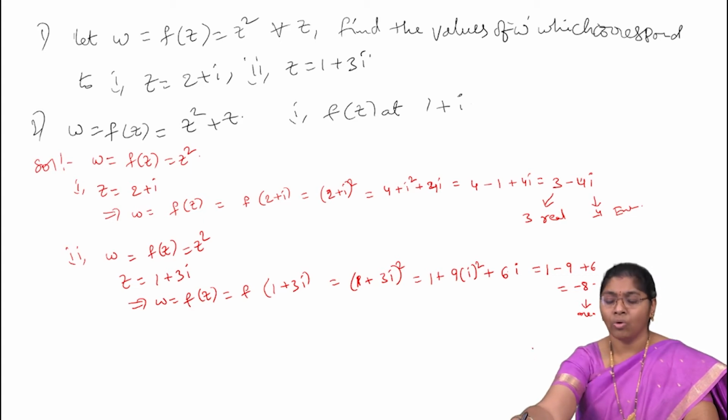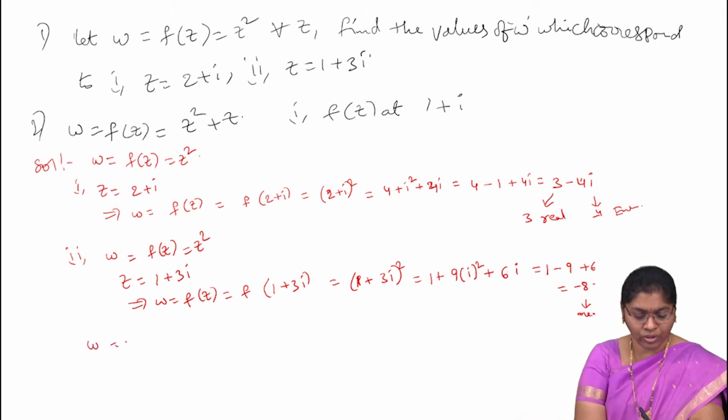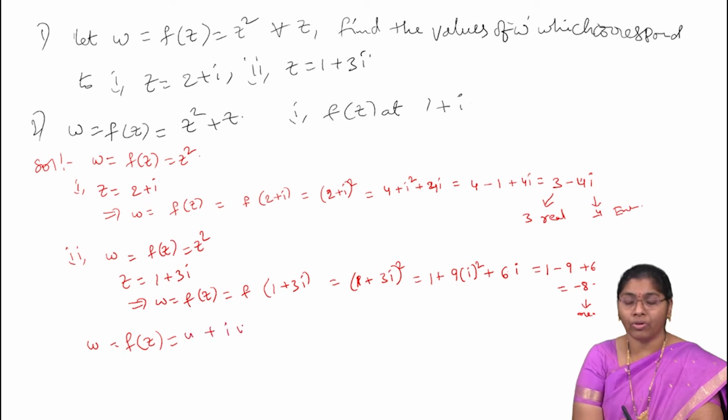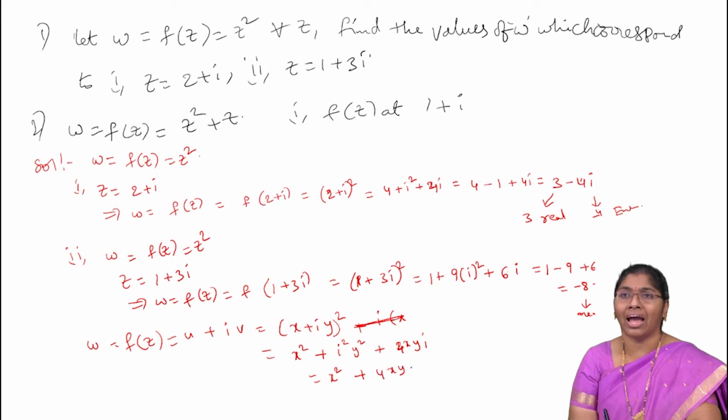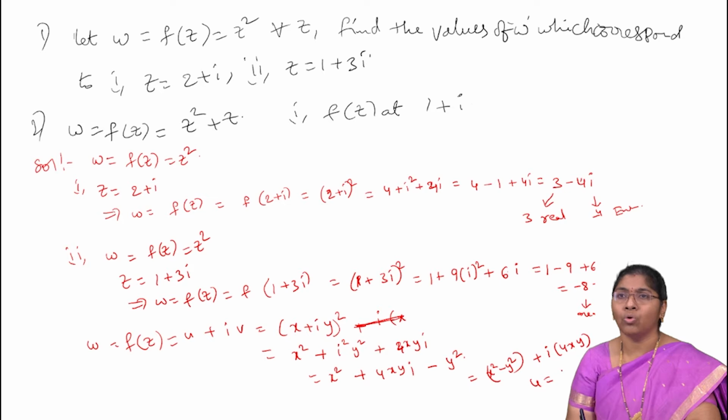Now assume that the given function w equal to f of z is u plus i v, that equals x plus iy whole square, that equals x square plus i square y square plus 2xy i, that equals x square minus y square, since i square value is minus 1. Now combining the two terms, that is x square minus y square plus i into 2xy.